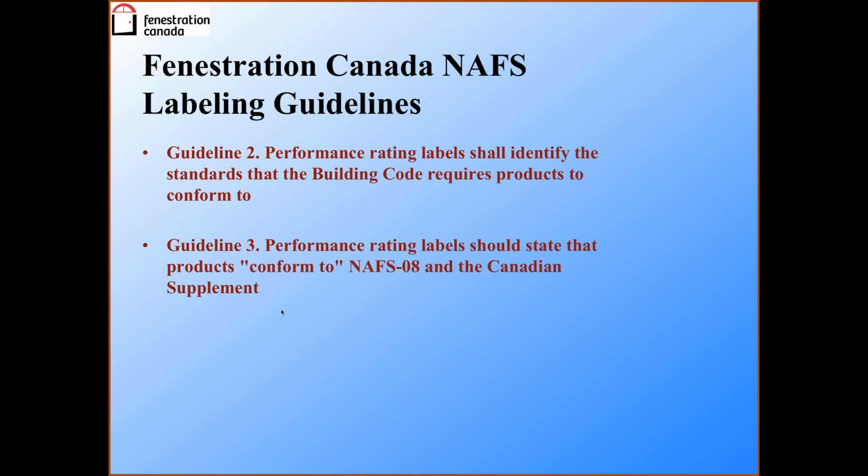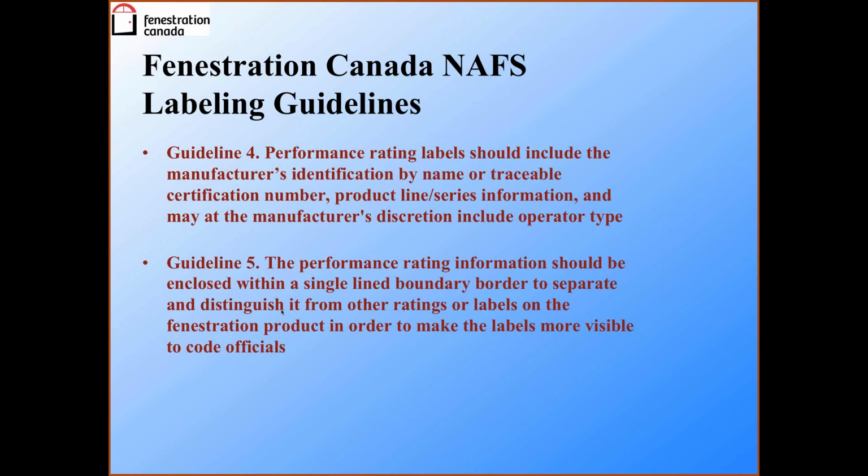Guideline number 2 says the performance rating shall identify both the standards that the building code requires product to conform to, meaning the NAFS 2008 document and the CSA A440S109 document. So you need to spell out on the label that you're meeting the requirements of both those documents, as they are both referenced in the building code. Guideline number 3 then says the performance rating labels shall state that the product conforms to those 2 things. So it's identifying the standards and then making a statement that it conforms to those requirements. And we'll take a look at some of that.